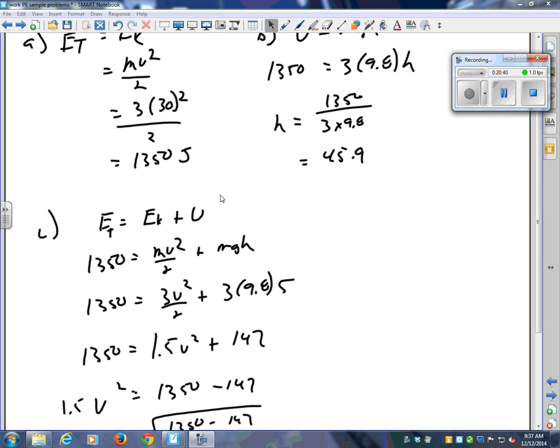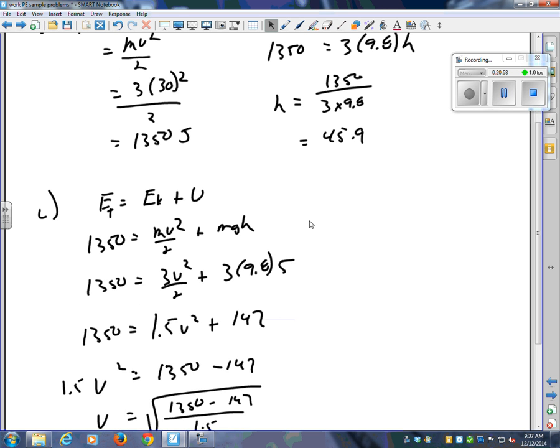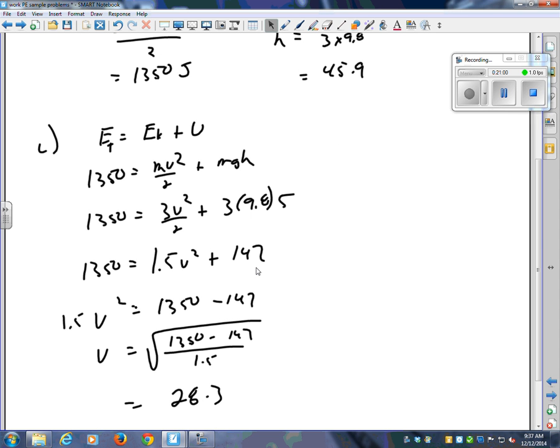Okay, so how do we do this? Well, I think these have all been the same, really, haven't they? There's not a whole lot else I can throw at you. Total energy, 1350. Potential, or height of rise, 45.9. Velocity just as it lands on the ledge, that's that sort of monster two-step stuff, 28.3. Is that all good? No? I meant understanding-wise. No? Okay, I'll pause.